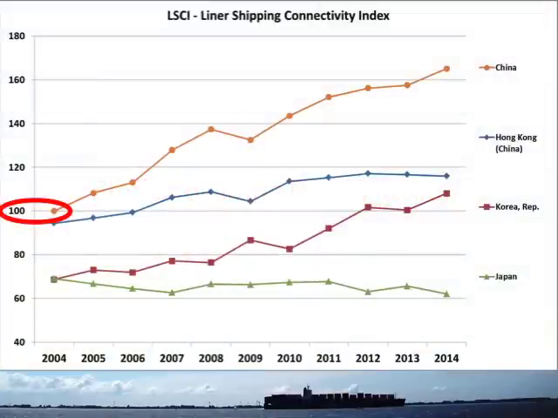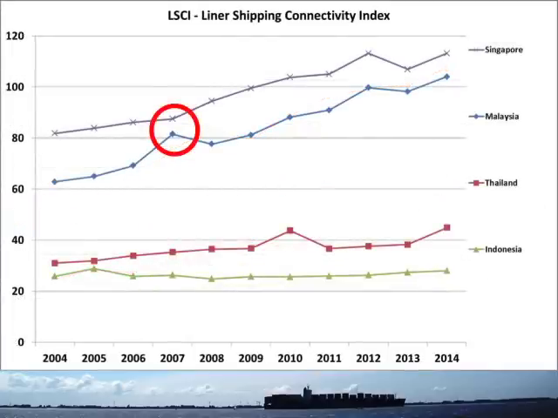For example, China had the highest LSCI in 2004, which we set as 100, and you see how China's liner shipping connectivity has continued to grow by almost two thirds since 2004. Hong Kong, China has also grown, not as much. Interesting to see Korea and Japan started out with practically identical LSCI in 2004, and Korea has grown much more in its level of connectivity than Japan.